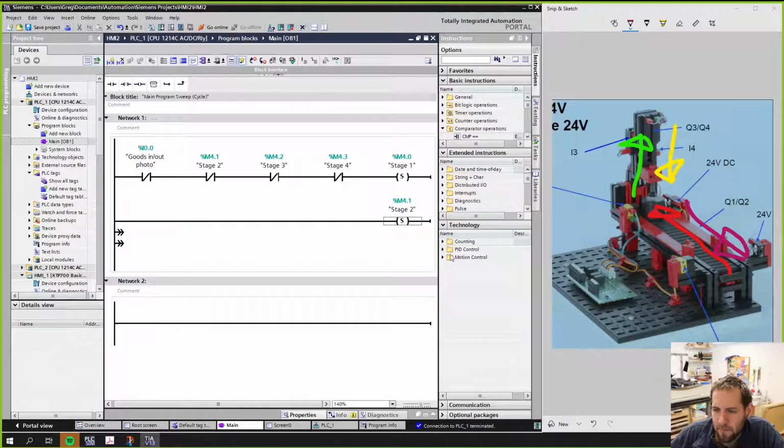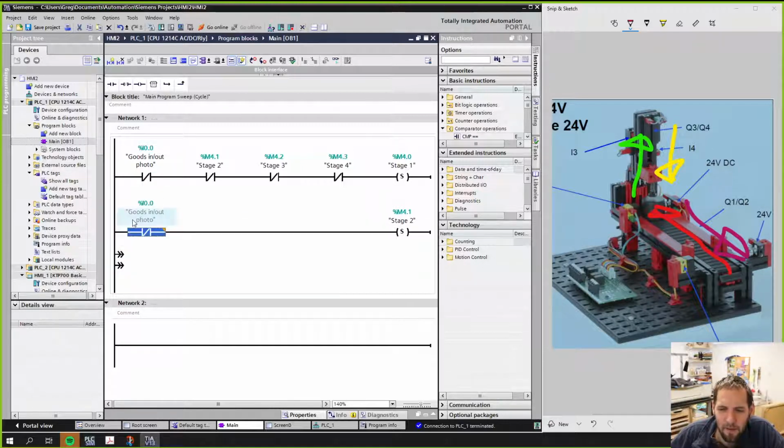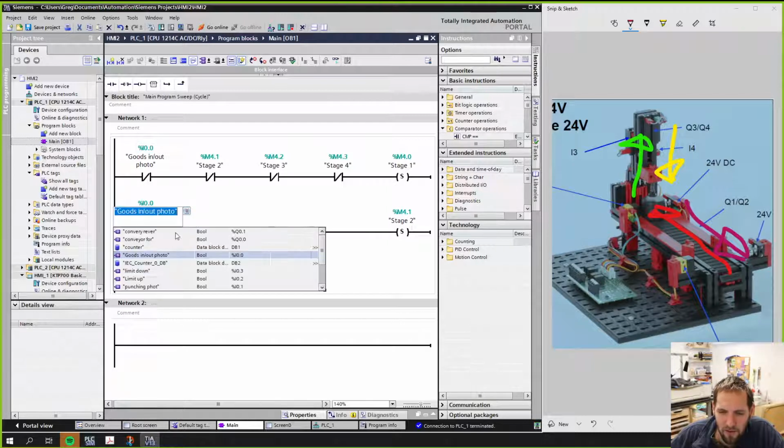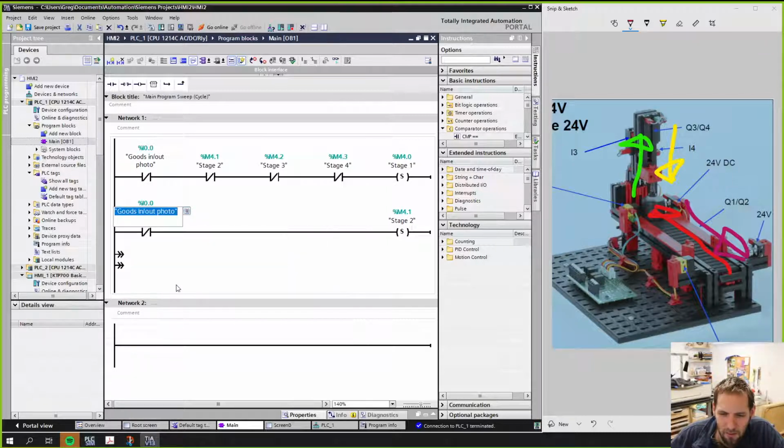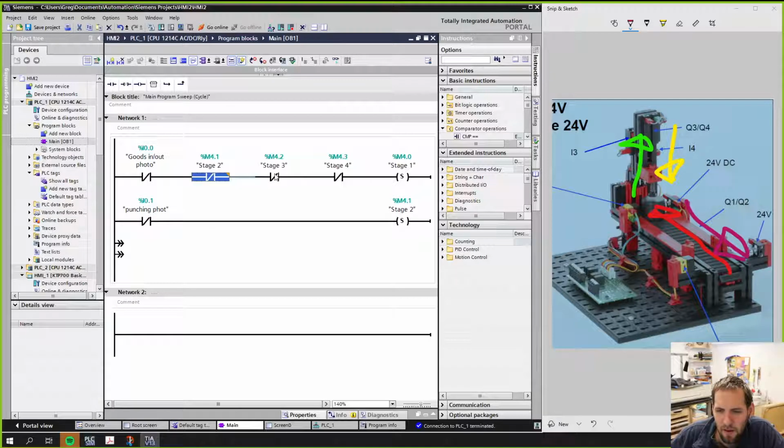Now, at what point do we enter stage 2? When that thing's broken, right? The sensor's broken. This one? Yep. So we enter stage 2 when the punching photo sensor is true. However, there's a key here: also, as long as stage 1 is true. This is how I do it, at least.